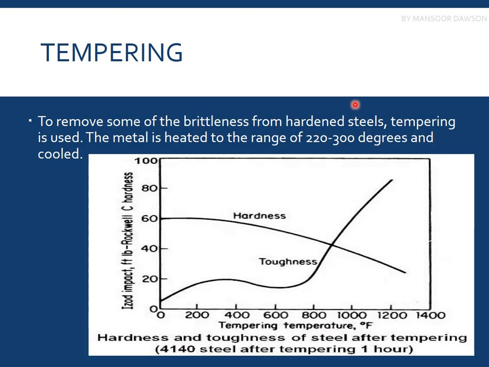So in order to remove the brittleness that is achieved from the hardened martensite structure and the hardened steel, tempering is used. We use tempering in order to remove the brittleness, in order to regain the ductility and the toughness. So the metal is heated again to a certain range of temperature, that is about 220 to 300 degrees Celsius, and then it is further cooled at a very slow rate. Okay, so you can see that when the hardness of the martensitic structure is decreasing, the toughness is eventually increasing.